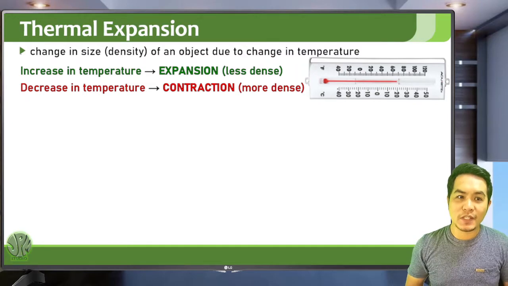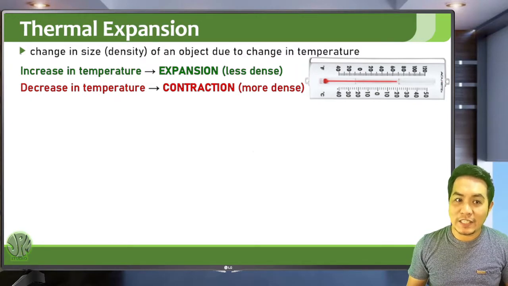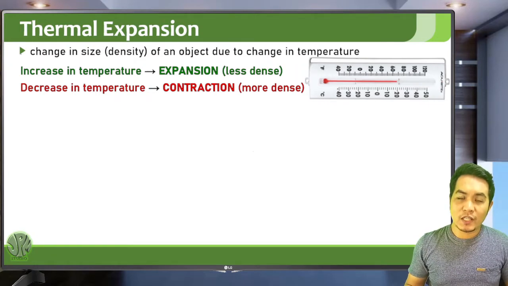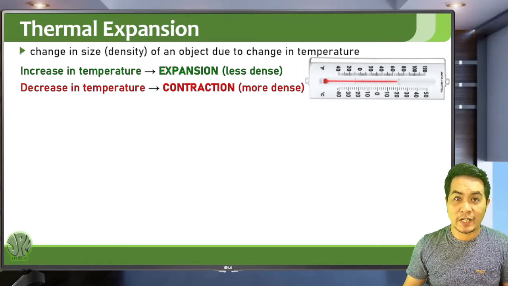So a normal object, when heated or when you increase its temperature, it will actually get bigger. But if you make its temperature lower, then it will contract or become smaller.